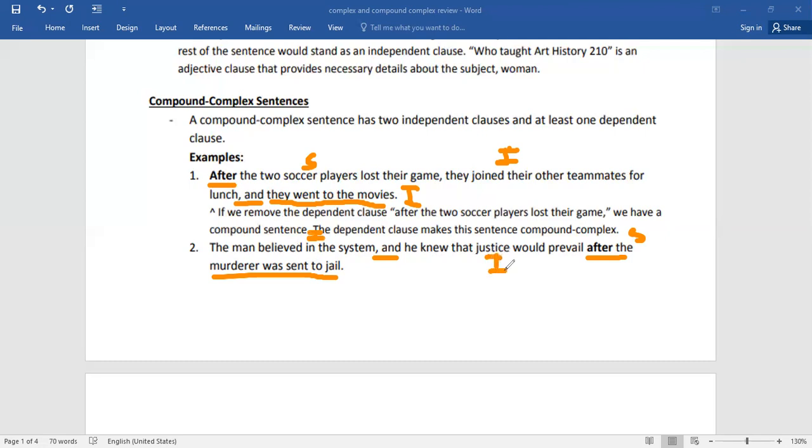So what I'm left with is two independent clauses joined by a comma and one of the fanboys, and that makes one compound sentence. And we have one subordinate clause, which starts with a subordinate conjunction, after. Any confusion about how to tell apart simple, compound, complex, or compound-complex?